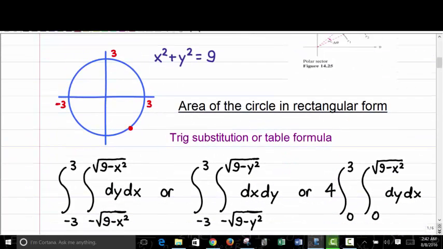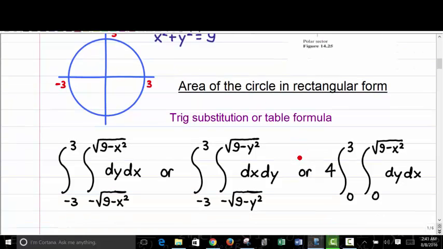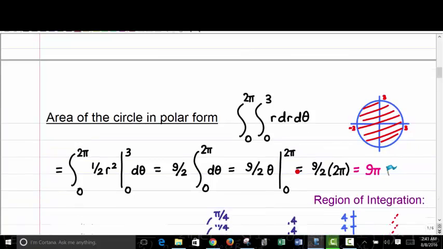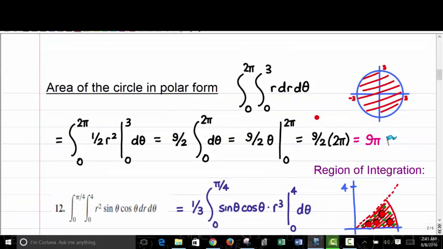I didn't put these in Maple or anything, but anyway, the area of a circle is pi r squared, the radius is 3, squared is 9, so there's no doubt the area of that circle is 9 pi. But let's set this up in polar form, and I actually worked it out. So you have to have that r there, so it's r dr d theta.